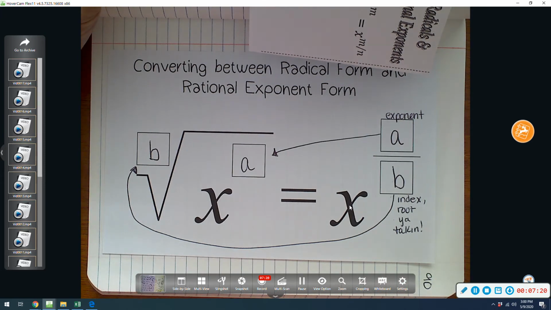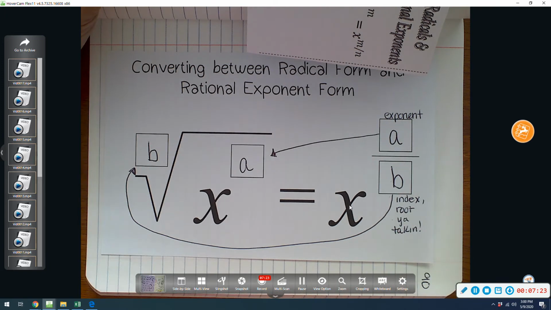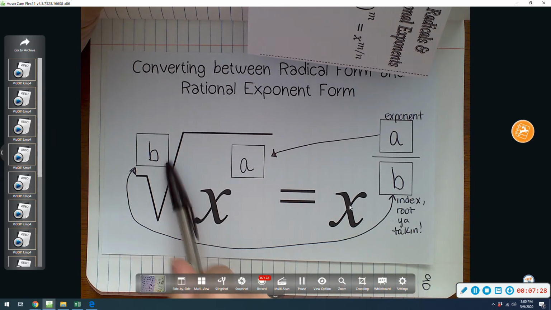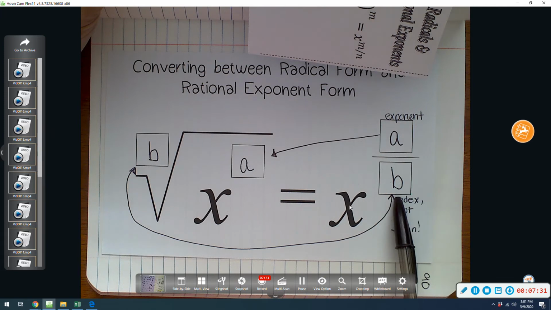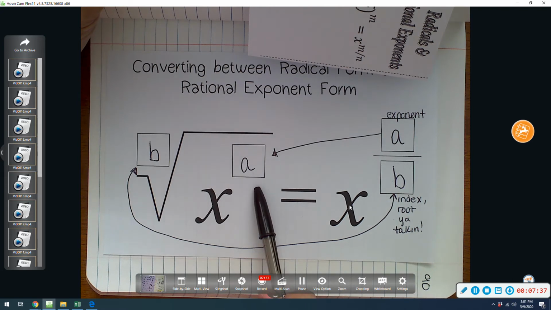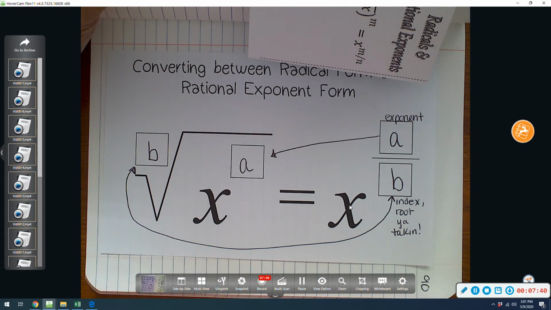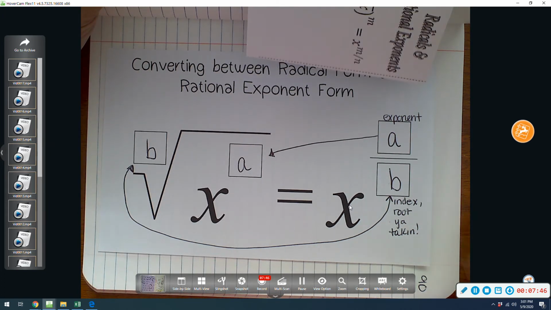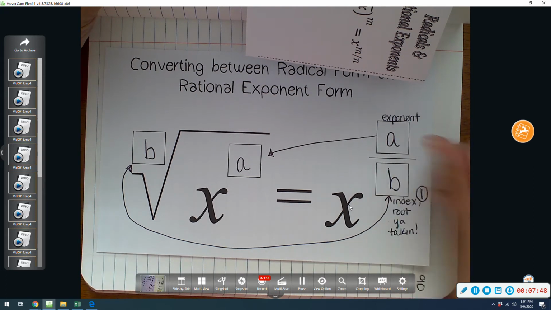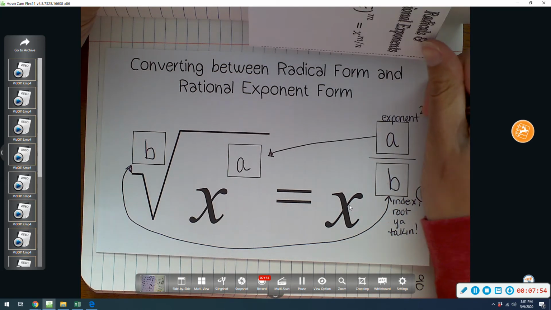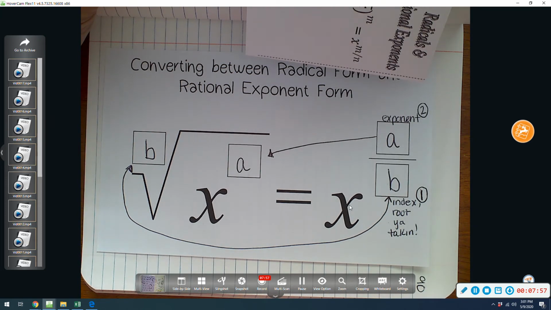Now, I can go backwards and forwards too. If I have a root, then I can take the b and put it under and make it a fractional exponent. Whatever is the exponent here stays, but then b goes under it, and I become a fractional exponent instead of a root. So you can go both ways. But when I'm trying to evaluate how much I have, I always like to do the root or the index first, because that's going to make me smaller. And then I do the exponent part second, because an exponent is always going to make me bigger, and I don't want to deal with big numbers if I don't have to.